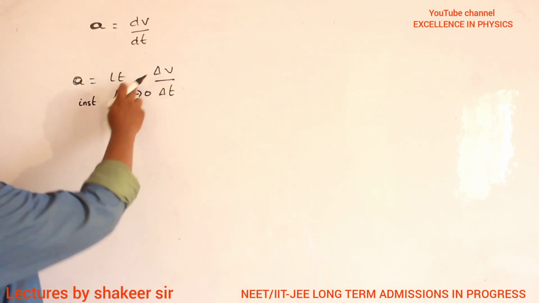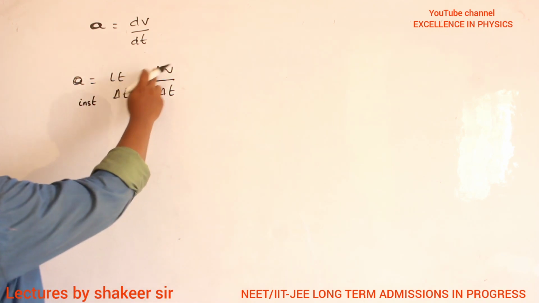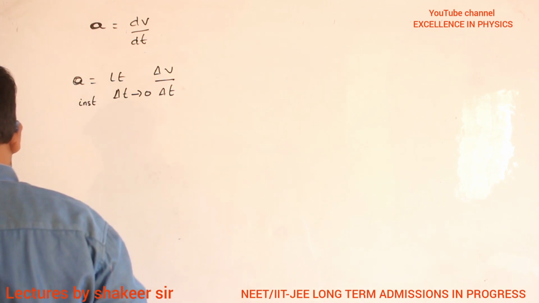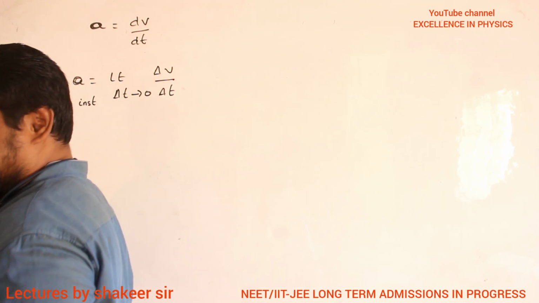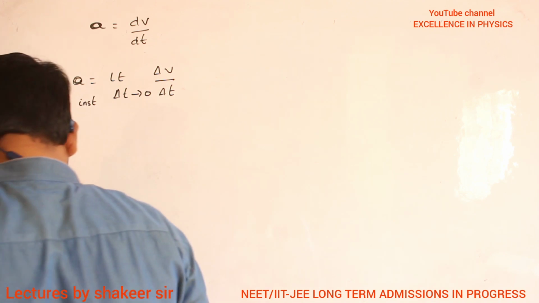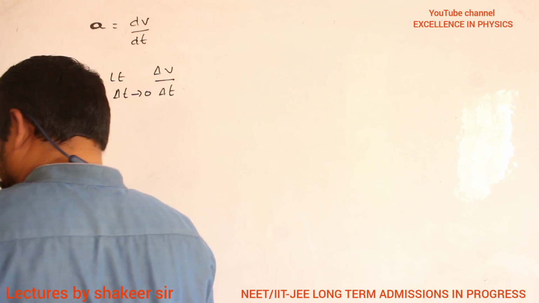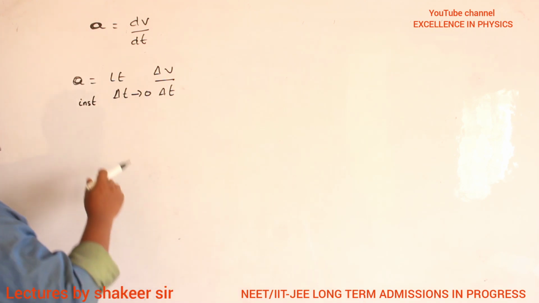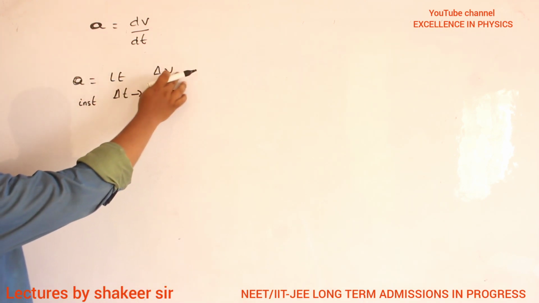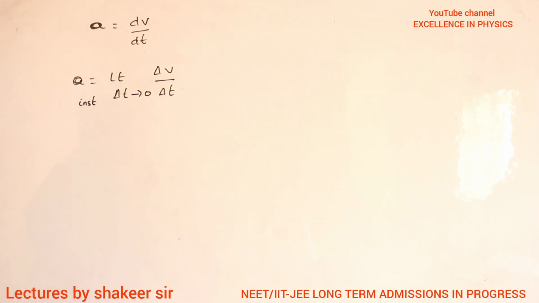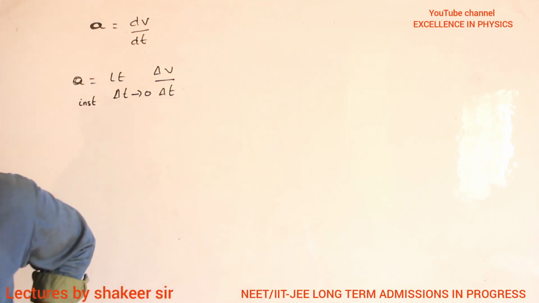So change in velocity divided by time. Limit delta t tends to 0, delta v divided by delta t. That acceleration we call instantaneous acceleration.